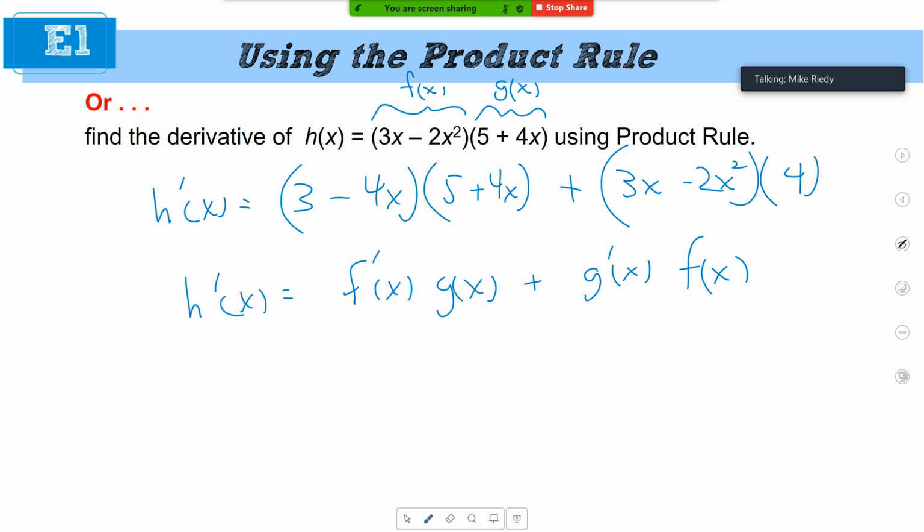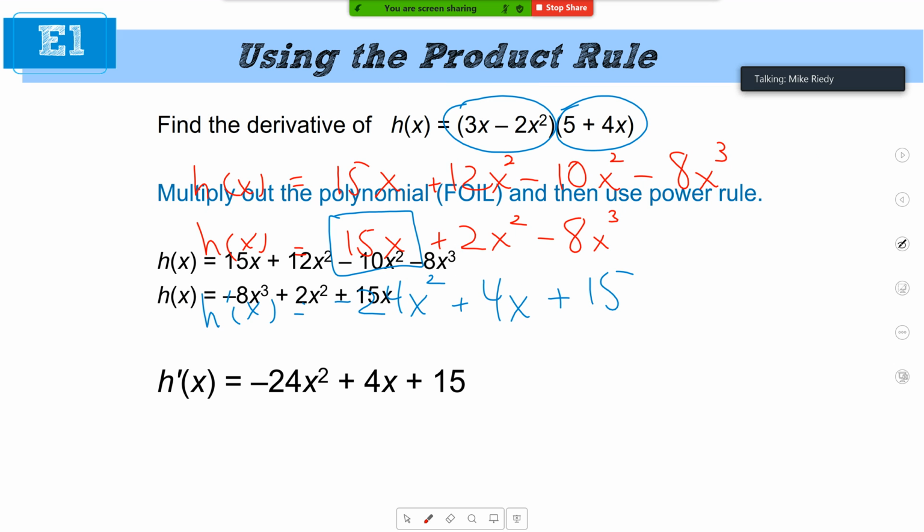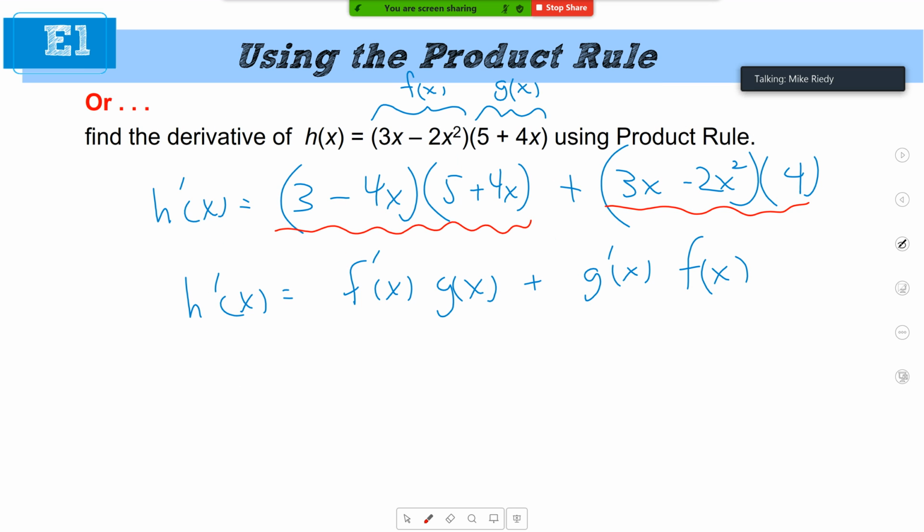Now, I would argue that this doesn't necessarily make my life any easier, because notice I still have to multiply this out. I still have to multiply that out. I still have to multiply that out. I still have to combine like terms. I still have to simplify it. But what I'll end up with is the same answer. Personally, in this problem, I would have used the technique that we used on the last slide. However, we are going to start using the product rule for more complicated functions.